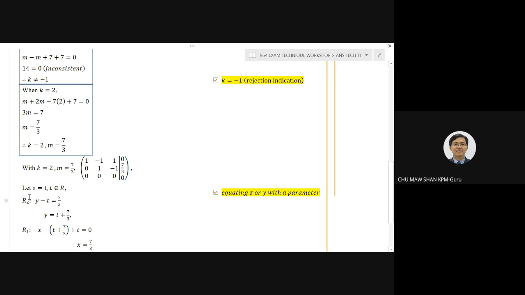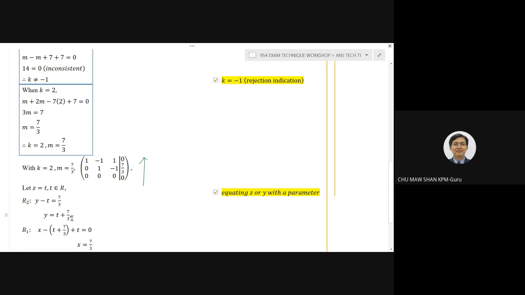So the first row, the second row, we go from the bottom. First row semua kosong, so just ignore it. So second row, we have the Y minus T, because we already say we sub the Z as T. I'll replace the Z as T, in which T is real. So from here we get the Y in terms of T.